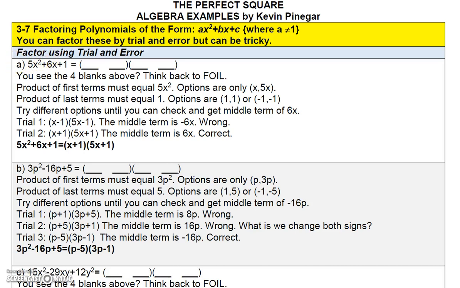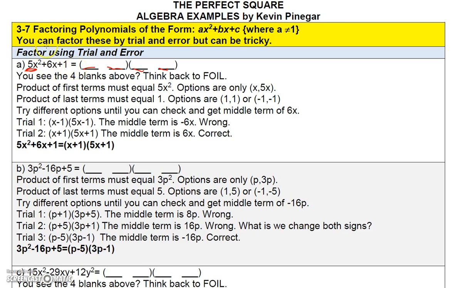Okay, so now we're going to learn how to factor trinomials where the coefficient of the squared term is not 1. So for instance, here you see 5x squared plus 6x plus 1, but the coefficient of the squared term is 5. So we're going to factor these into two binomials. So we'll have a term here, and a term here, and a term here, and a term here, and then between these terms we'll have either plus or minus signs.